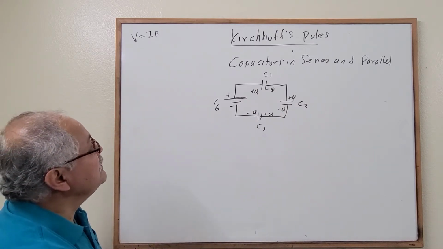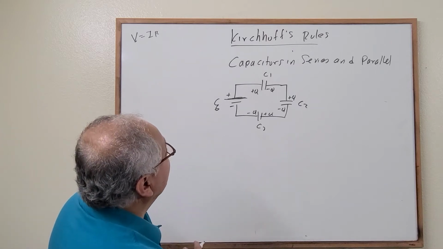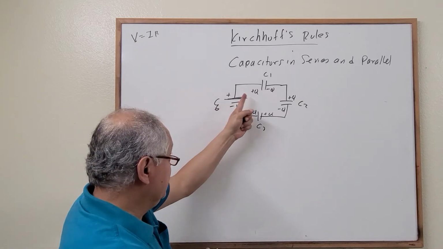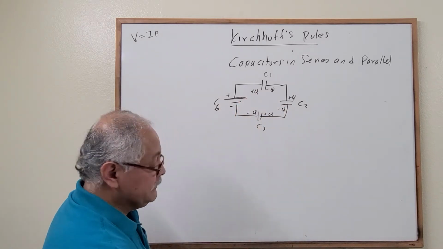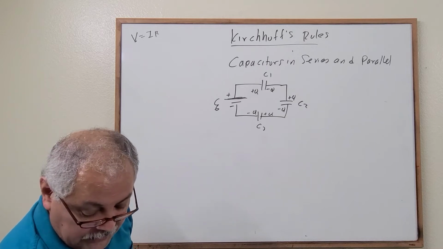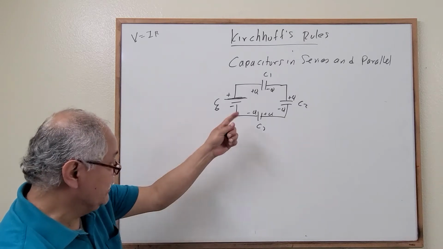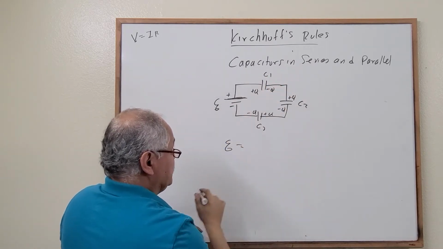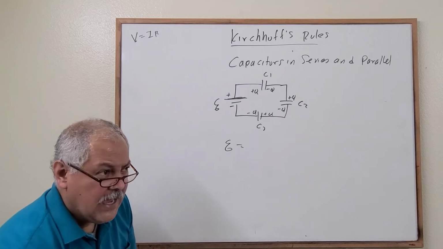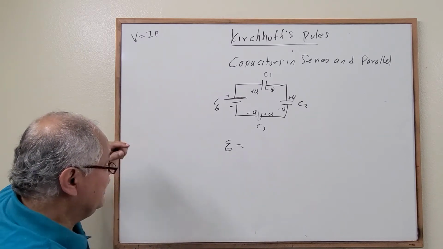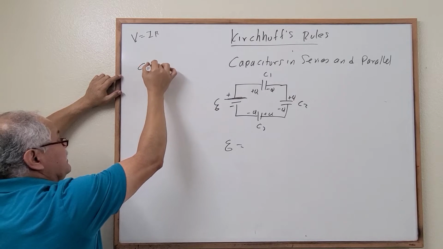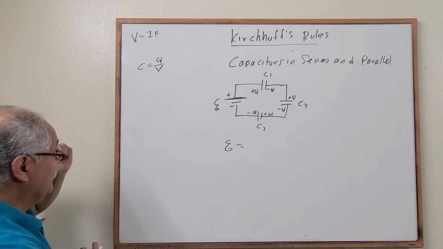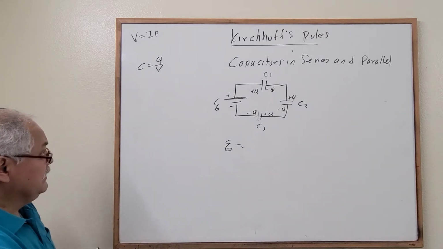Look, in this case, what do we have? The same thing as for resistors: the electromotive force is the sum of all the voltage drops. Remember, when we're dealing with capacitors, what is the formula that helps us? We found before that the capacitance is equal to the charge divided by the voltage.